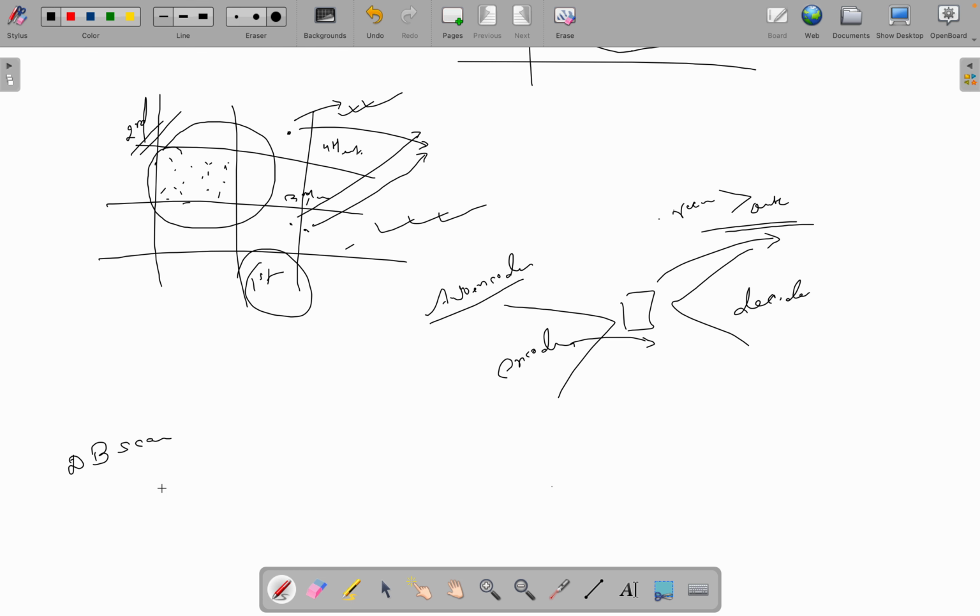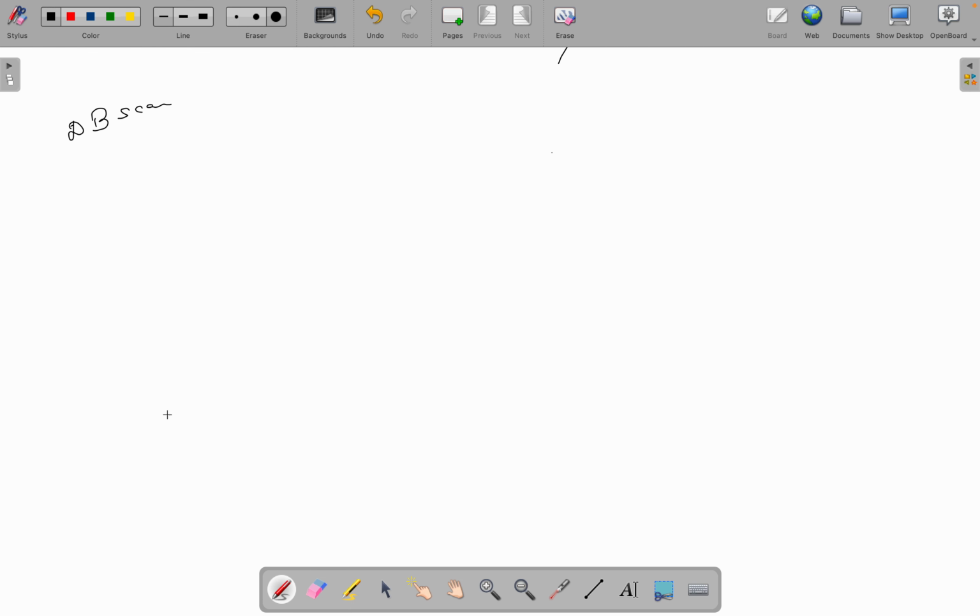DBSCAN. So DBSCAN is, suppose you have some points, okay, and you have given a length of, suppose, 3 centimeter. So within the 3 centimeter, if you are finding 3 points, then we are okay. If you are finding less than 3, then we are not okay. This is an outlier. So you can set the 3 centimeter, this is the length you can mention.